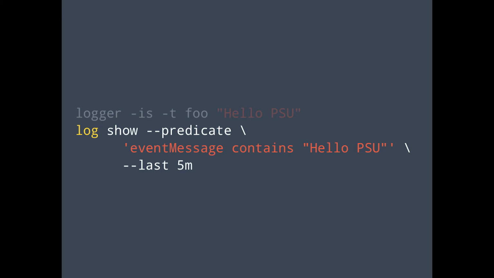In this example, you can send a log event and then display it using the log show command, which again will just look in the data store or in memory and pull all the logs that match the criteria that you provide. So we're using the event message contains hello PSU, so we're looking for a string in the log database. And in this example, we're just going back 5 minutes because we don't want to sit here and wait for it to look for hello PSU from logs that were generated back in like March.